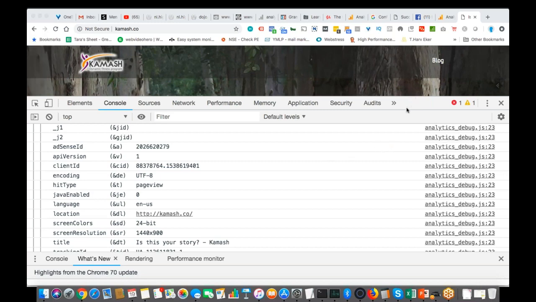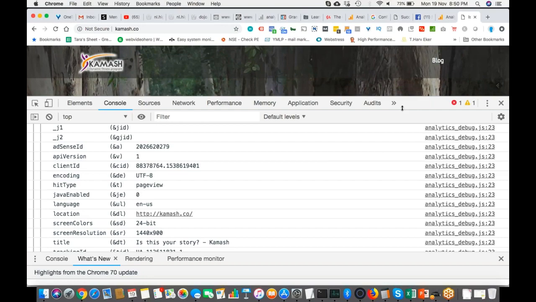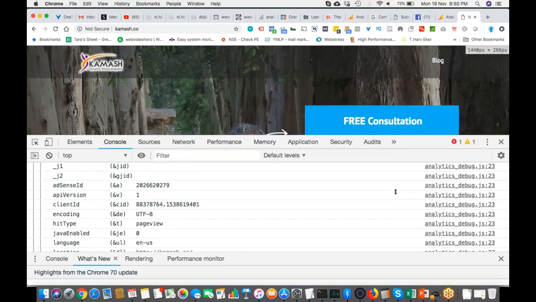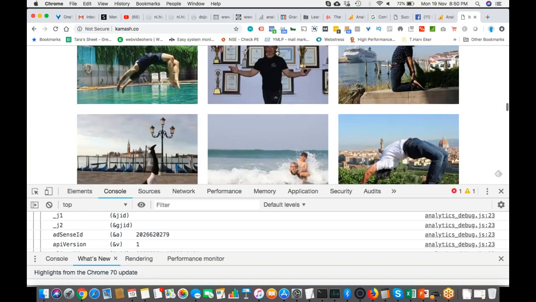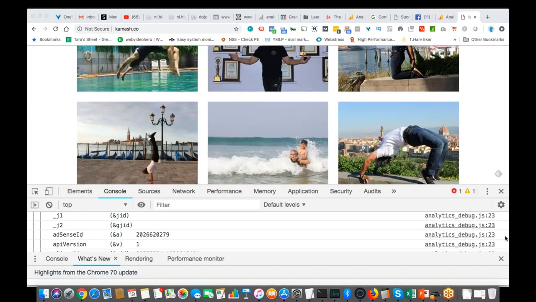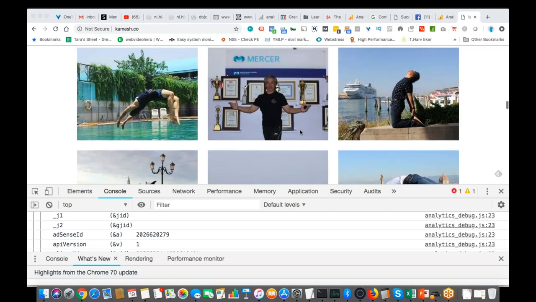How many of you have done event tracking? Do you know the event tracking in Google Analytics? Yes? Okay. You want to see what kind of information is sent when you have set up event tracking?